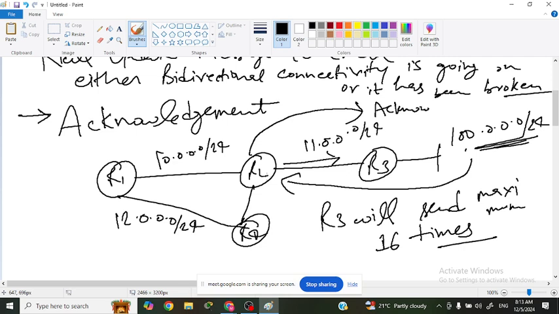So maximum how many times will a router send the partial update for getting an acknowledgement? If it is not getting one, 16 times. Guys, is it clear?